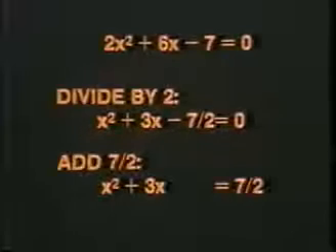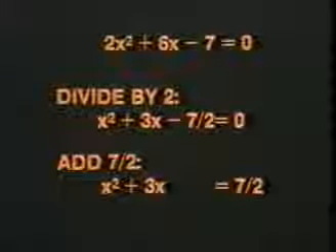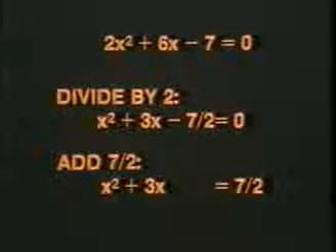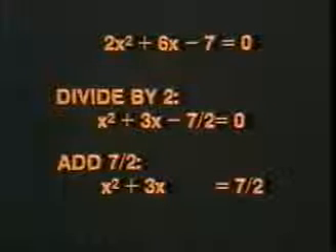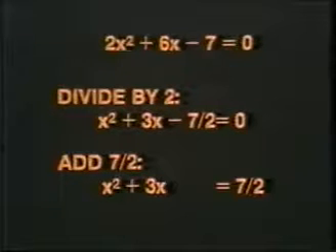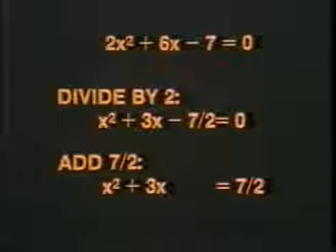Plenty. By dividing both sides by 2, and then adding 7 over 2 to both sides, and then guess what? It has exactly the nice, easy shape we're looking for. In other words, be sure to be lazy. Don't work any harder than you have to.